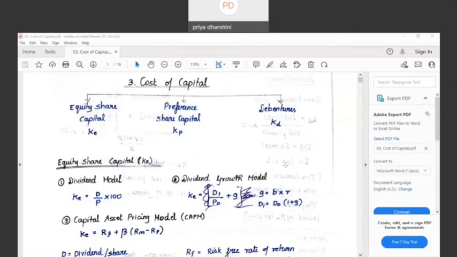Coming to the topic of cost of capital. Okay, so I will come back to the leftover exercise sums, which is in the leverage chapter. So now, what is this cost of capital?